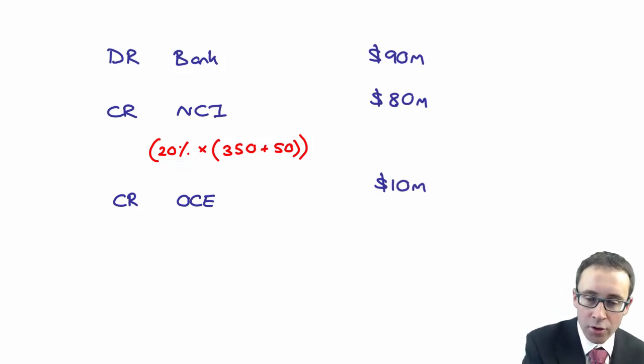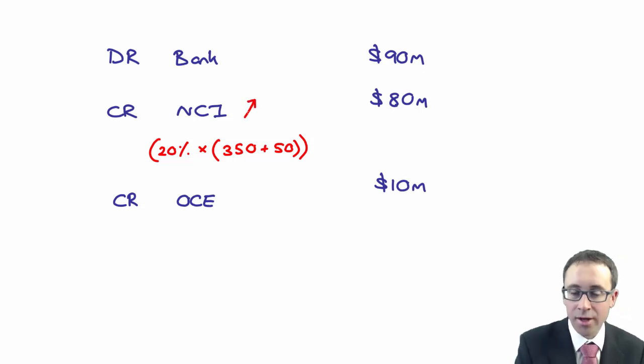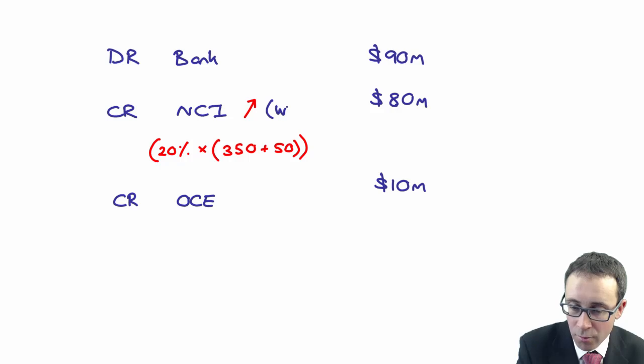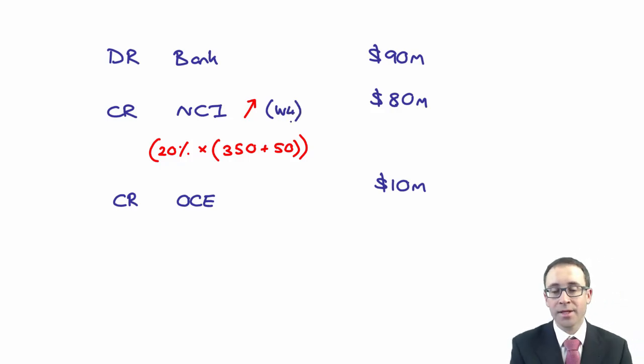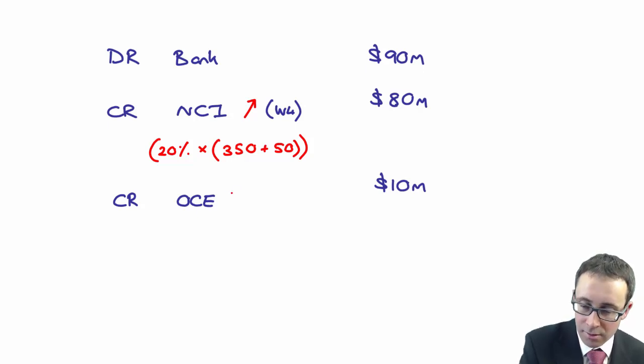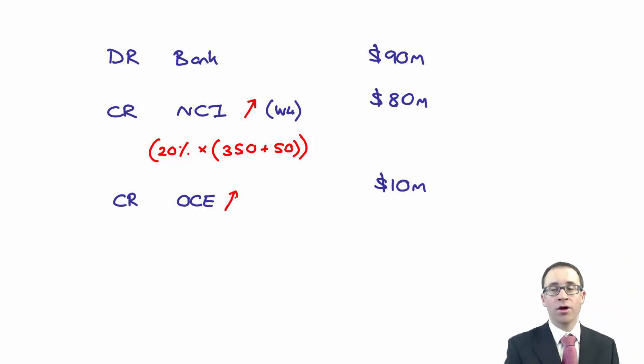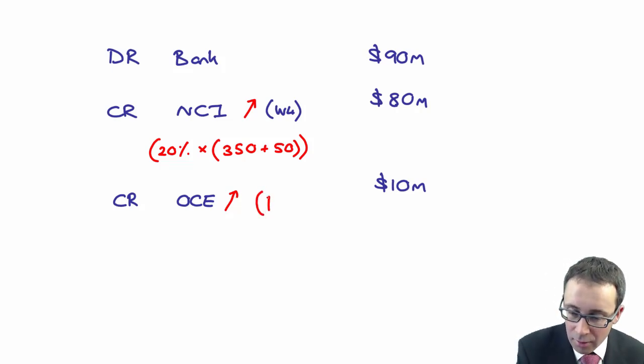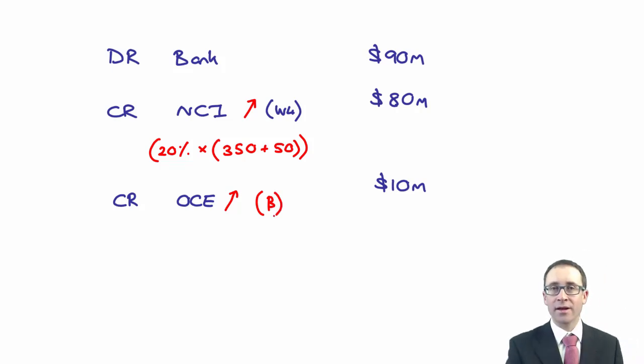Okay, so you're crediting your NCI, you're increasing the NCI effectively. That's going to be through working number 4, isn't it? Okay, and then you credit your other components of equity. Again, that's increasing your other components of equity through whatever working you have used for other components of equity. Usually it goes straight after group retained earnings, so into working number 6. Okay, again, where does that credit of 10 come from? It is a balancing figure.